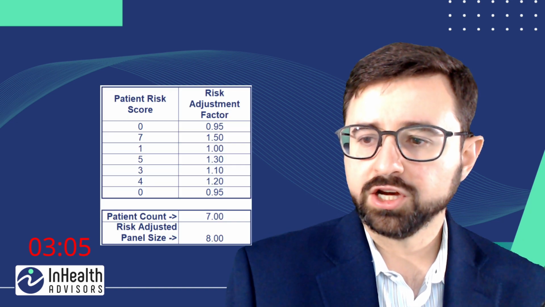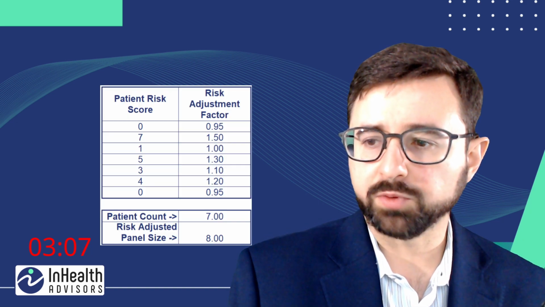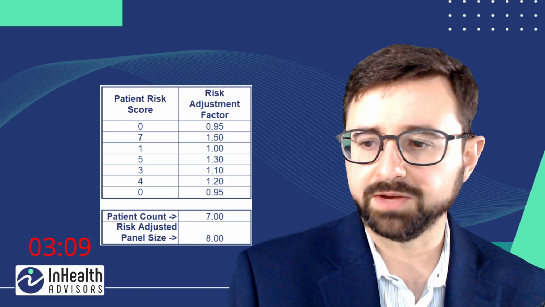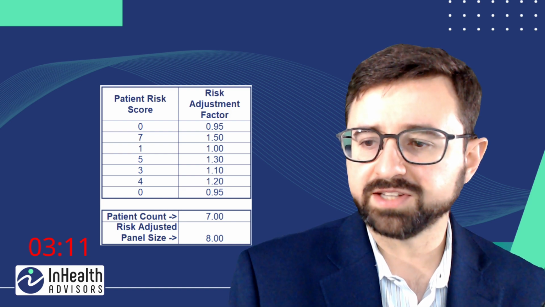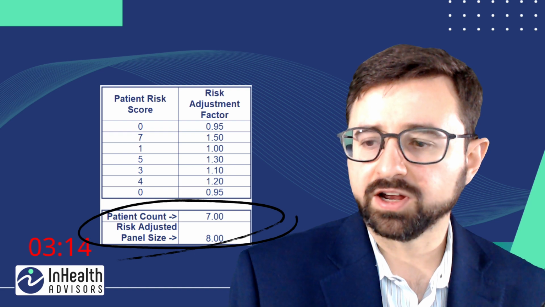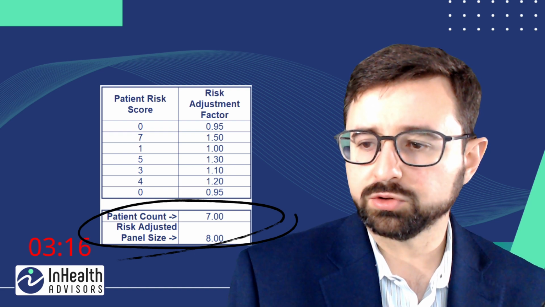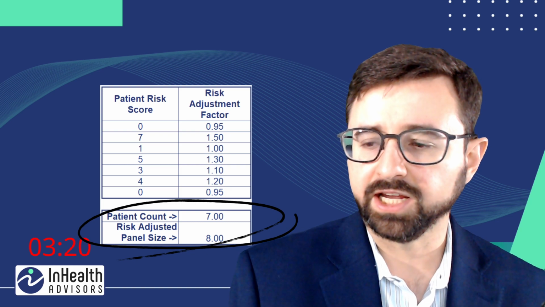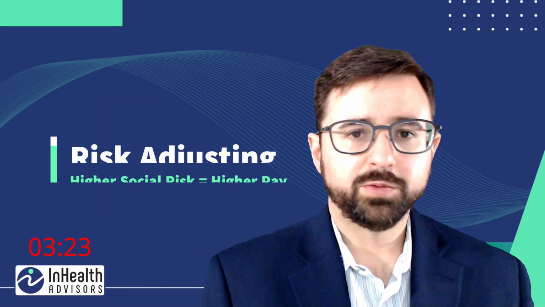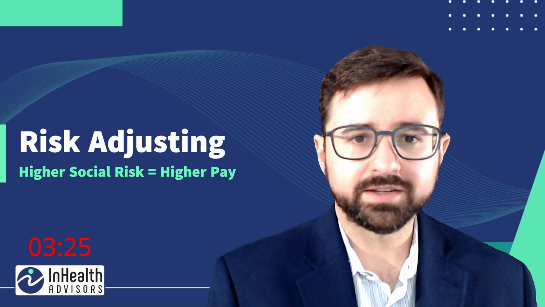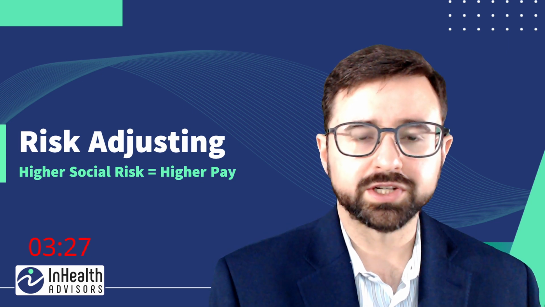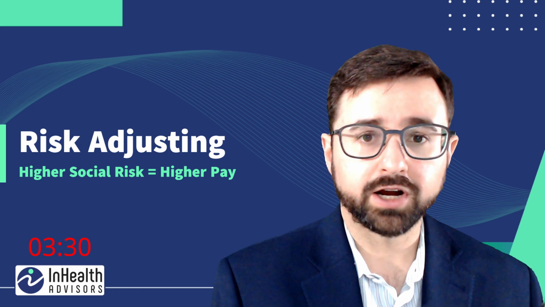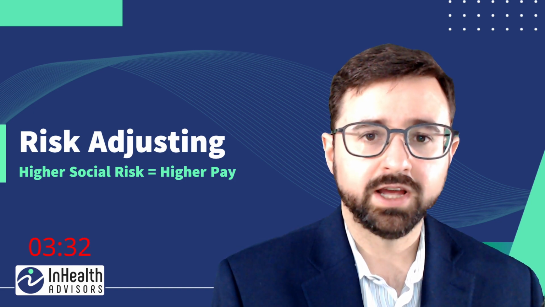panel size. The second table that you see shows a couple examples of patient risk scores and the corresponding risk adjustment factor. As you can see from this table, despite the fact that there are 7 patients, based on the social risk scores of those patients, they're counting as 8 for the purpose of calculating panel size. With compensation for this provider being tied to panel size, you'll see that the social risk adjustment system allows for higher compensation for treating a patient population that have greater health related social needs.